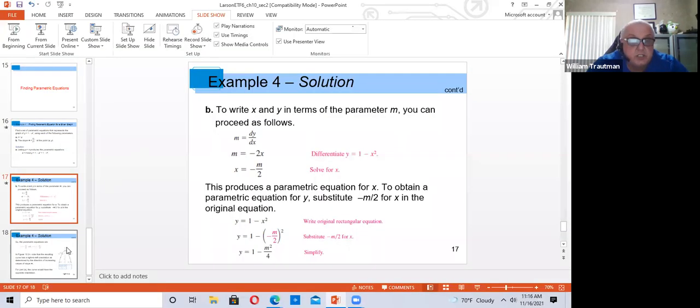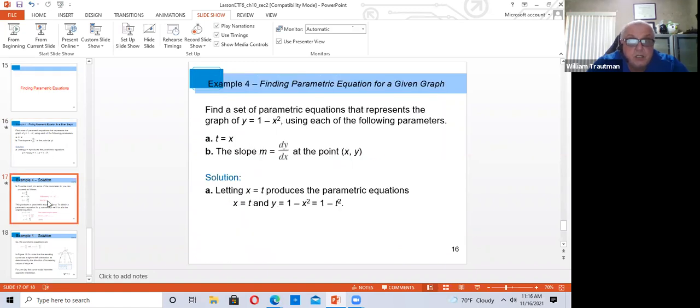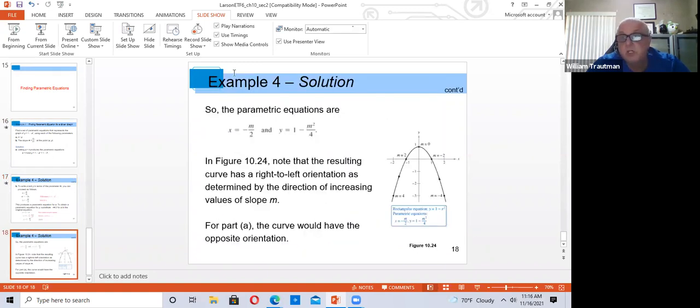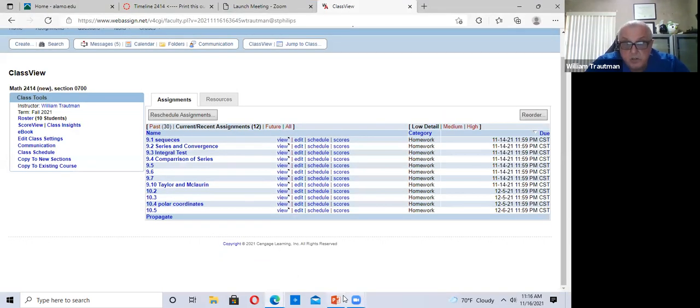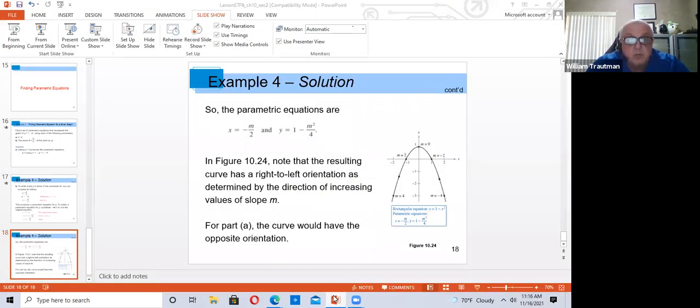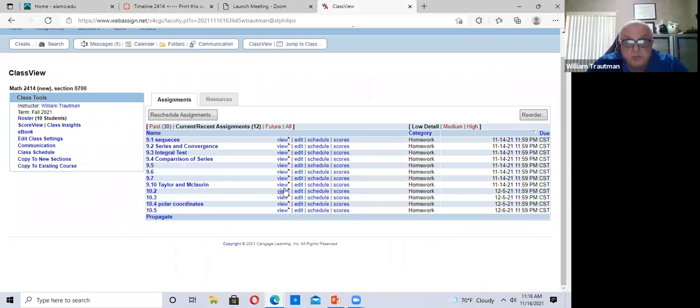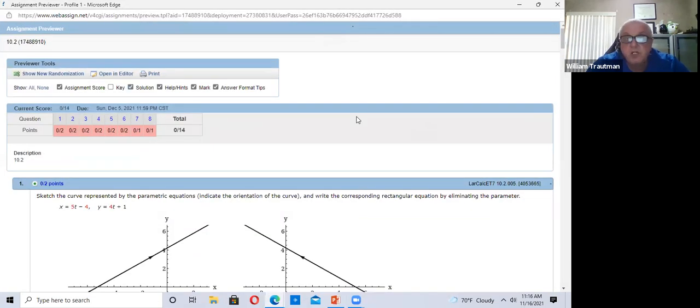And let's take a look at the homework. Wait, was that it? Yes, let's take a look at the homework. I thought I had the homework ready already. Maybe I did. 10.2. So there's 8 problems. I think I'm going to do 4, if it lets me.